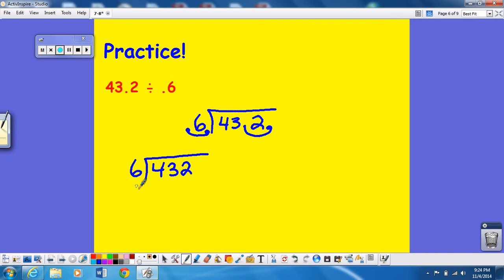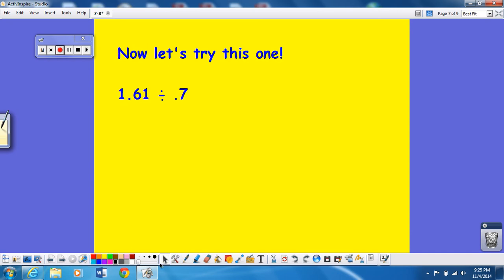So we just have whole number division here. 6 does not go into 4, but 6 goes into 43 7 times. 7 times 6 is 42. Subtract, bring down. 6 goes into 12 2 times. 2 times 6 is 12. And you've zeroed out. So 43 and 2/10 divided by 6/10 is 72. Okay? So try this one. 1 and 61/100ths divided by 7/10.